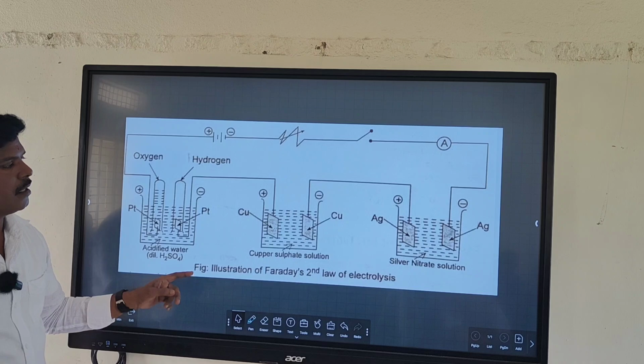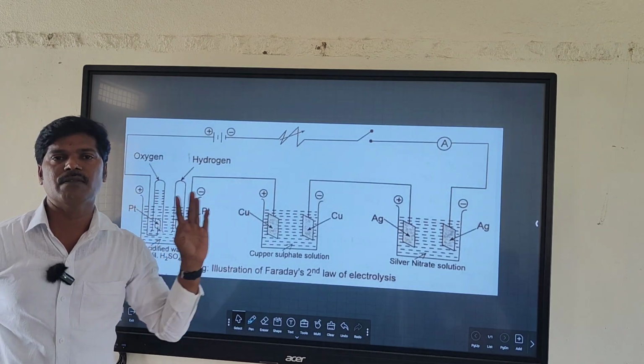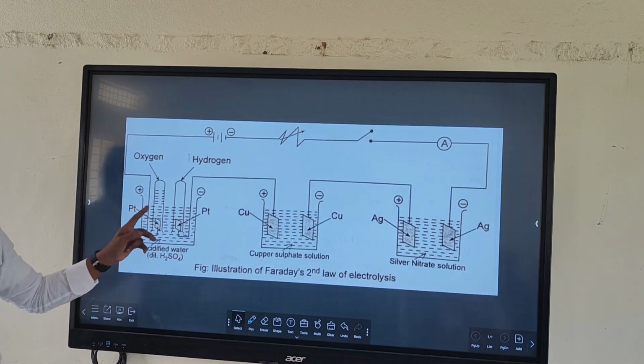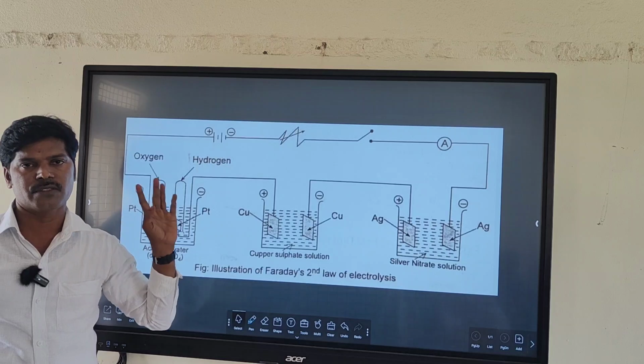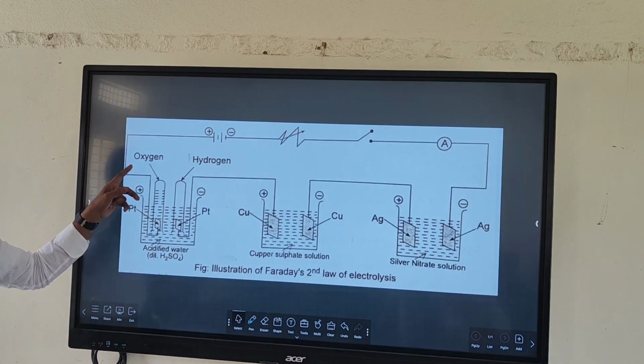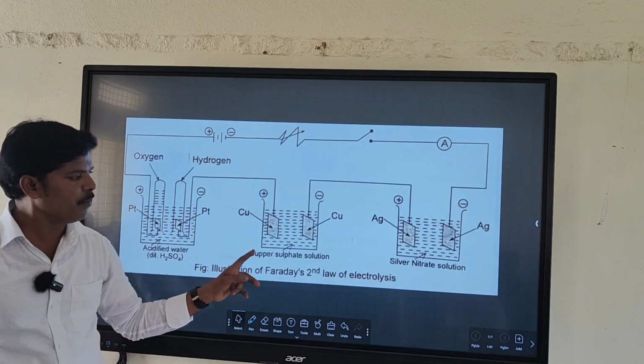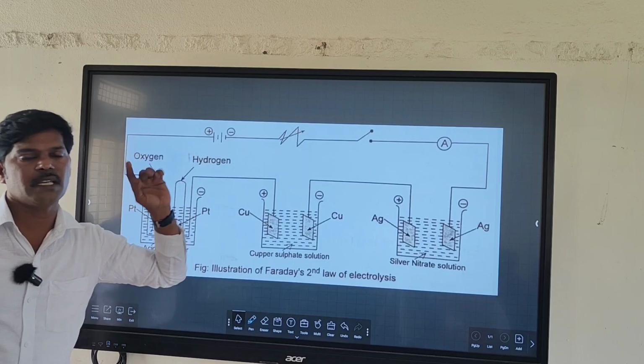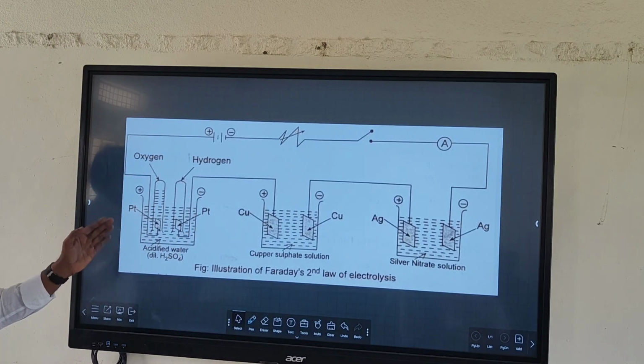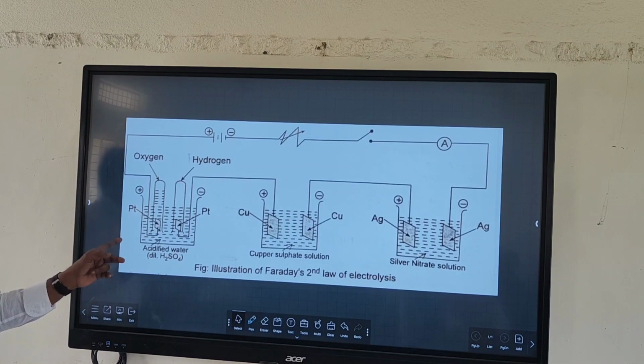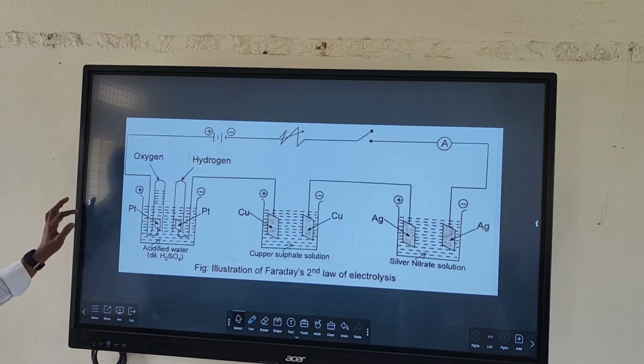What Faraday says: M1 is to M2 is to M3 is equal to the equivalent weights of the substances which are formed at the electrodes: the equivalent weight of oxygen, the equivalent weight of copper, the equivalent weight of silver. So therefore M1 is to M2 is to M3 is equal to E1 is to E2 is to E3.